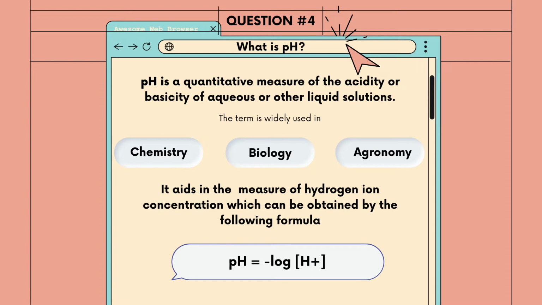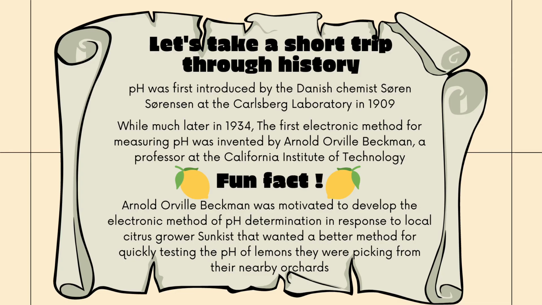With the help of pH, we can find out the concentration of hydrogen ions by using the following formula, where the value of pH is equal to the negative log of the hydrogen ion concentration. So let's take a short trip through history and look at how the concept of pH was born.